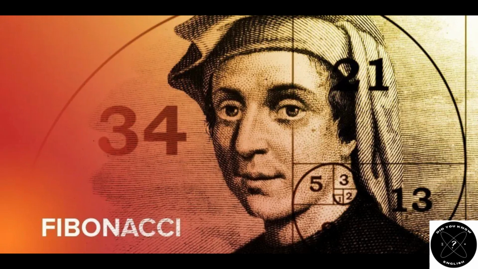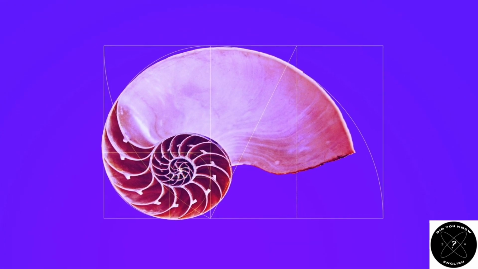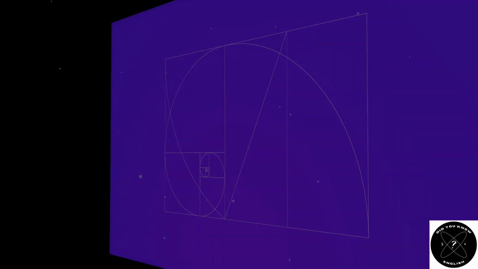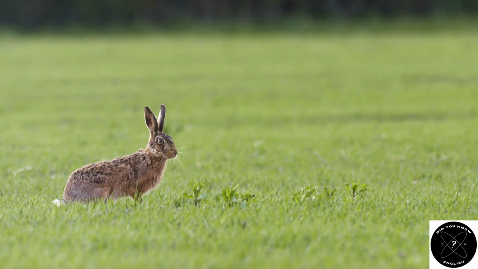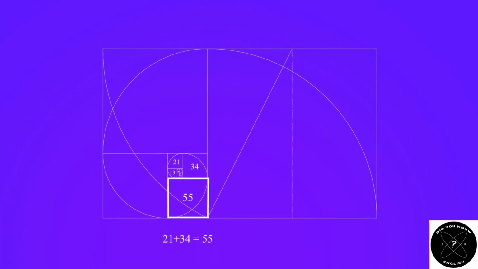Named after the Italian mathematician Leonardo Fibonacci, this sequence is more than just a mathematical curiosity. It describes patterns of growth and proportions found everywhere in the natural world. Imagine rabbits multiplying in a field or stacking blocks. Each step follows this sequence.